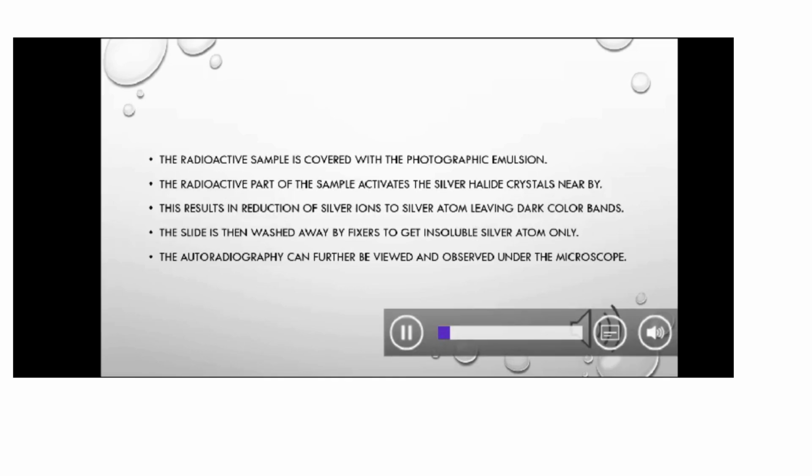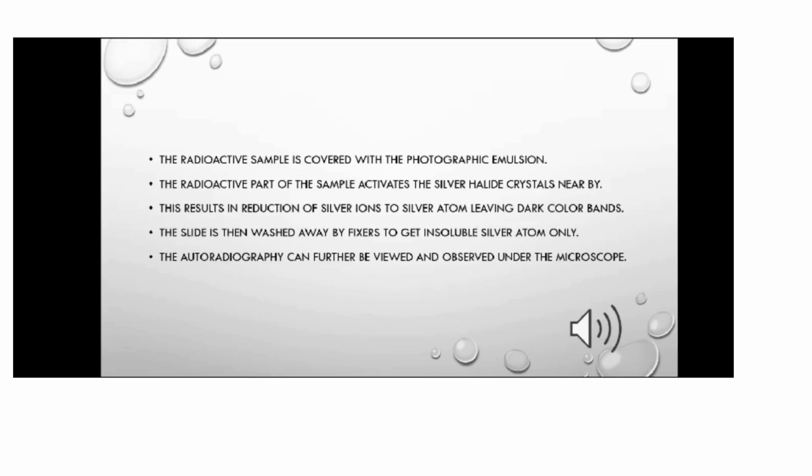Methodology. The radioactive sample is covered with the photographic emulsion. That photographic emulsion has silver halide and gelatin. The radioactive part of the sample activates the silver halide crystals nearby, resulting in the reduction of silver ions to silver atoms, leaving dark color bands. Then the slide is washed by fixers to get insoluble silver atoms only. The autoradiograph can further be viewed under the microscope.